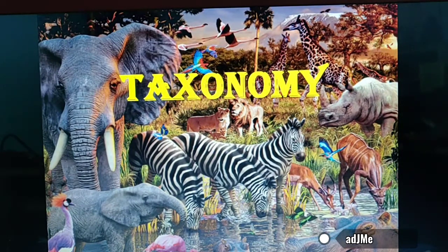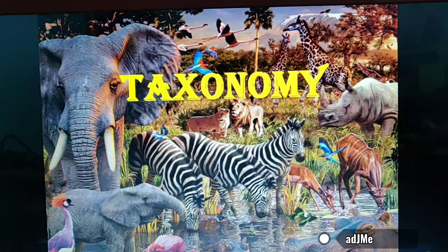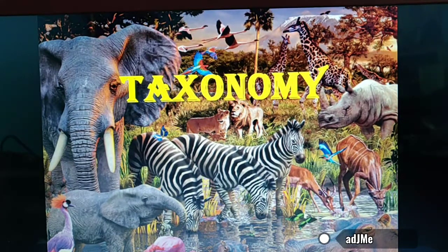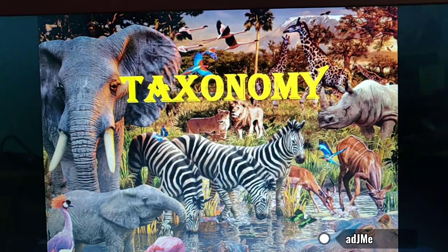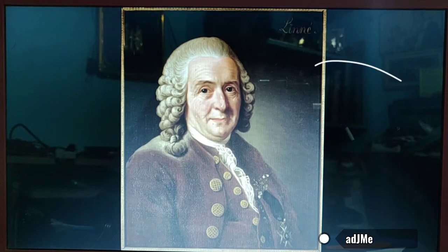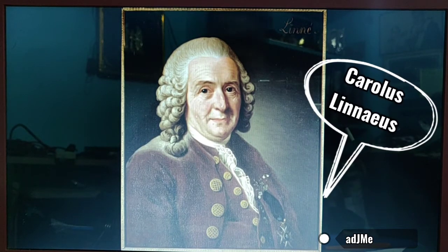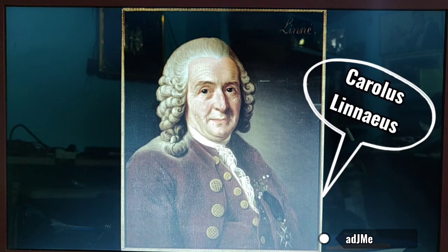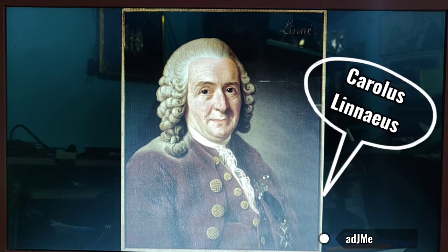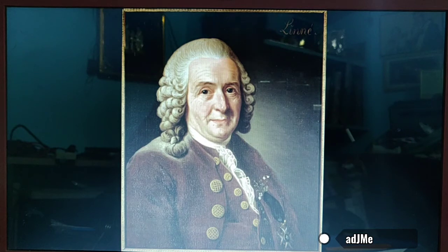Taxonomy is obtained from two Greek words, taxis, which means arrangement, and nomia, which means method. So it means a method of arrangement, here a method of arrangement of living organisms. The father of taxonomy is Carolus Linnaeus. He is the first person who started to study and classify the living organisms, and so he is called the father of taxonomy. He is also shortly called Carl Linnaeus.